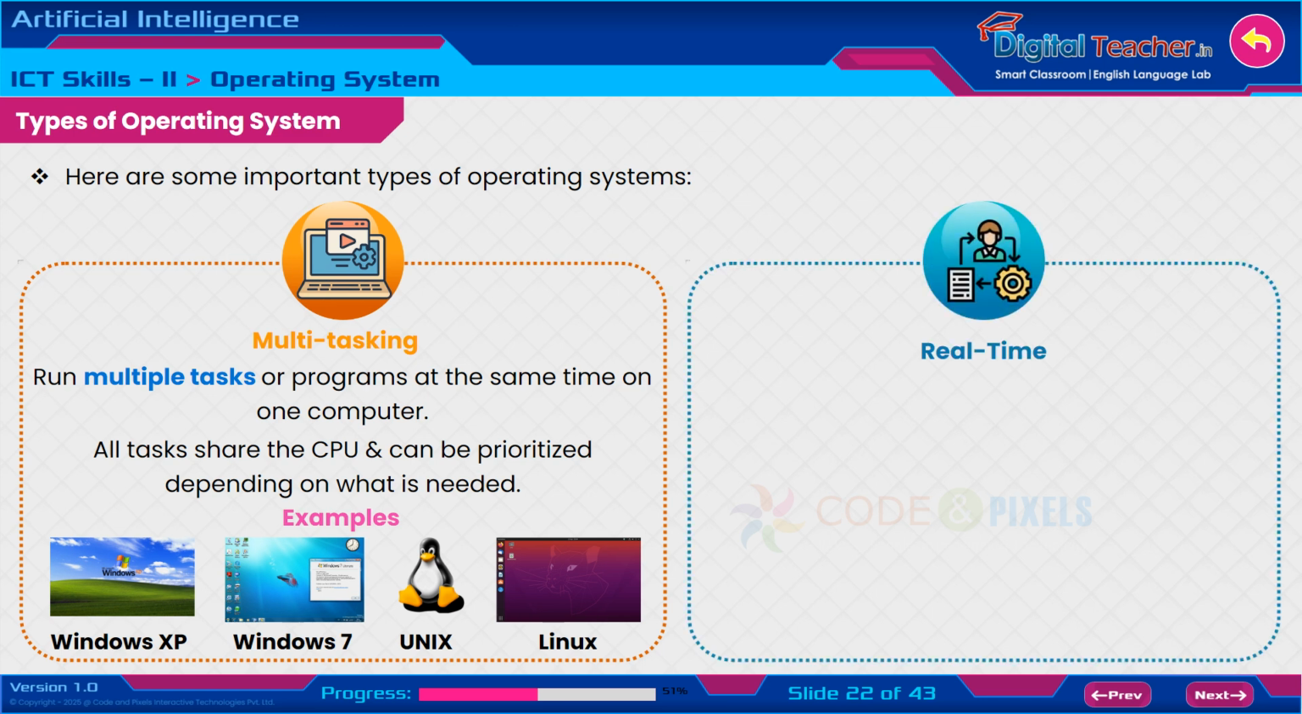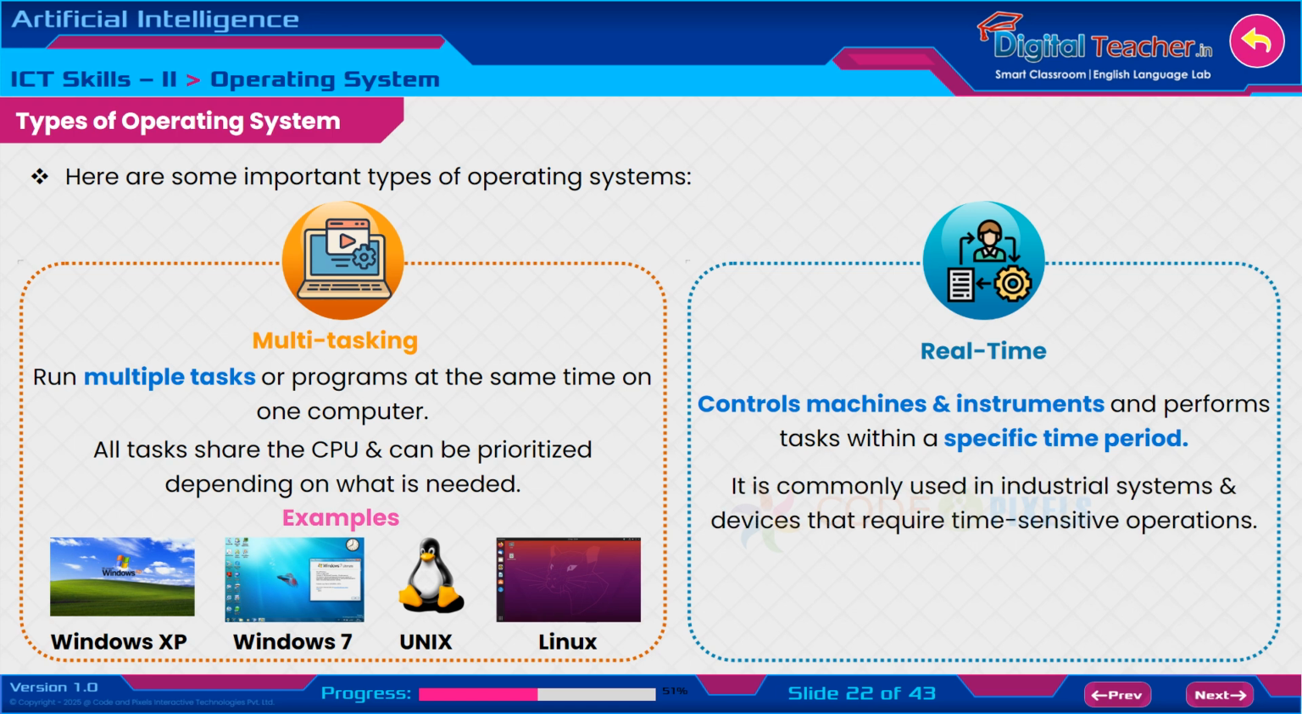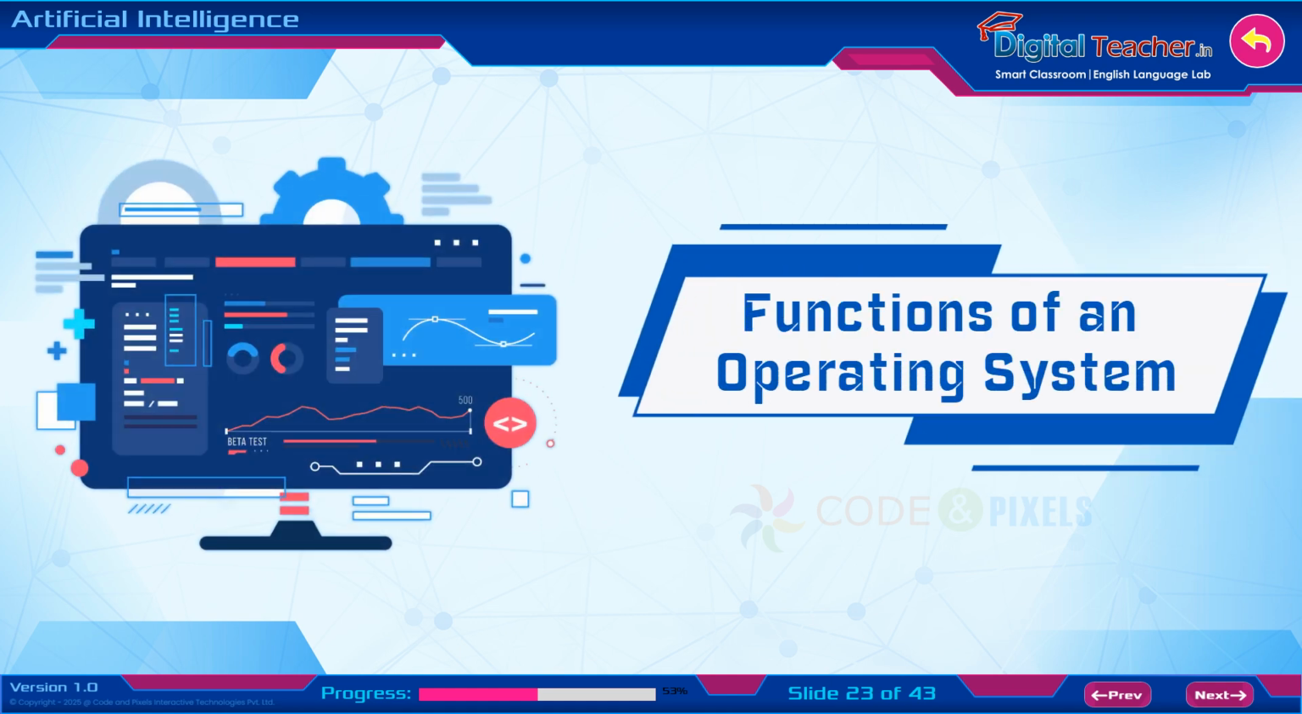Real-time operating system. This system controls machines and instruments and performs tasks within a specific time period. It is commonly used in industrial systems and devices that require time-sensitive operations. Functions of an operating system.